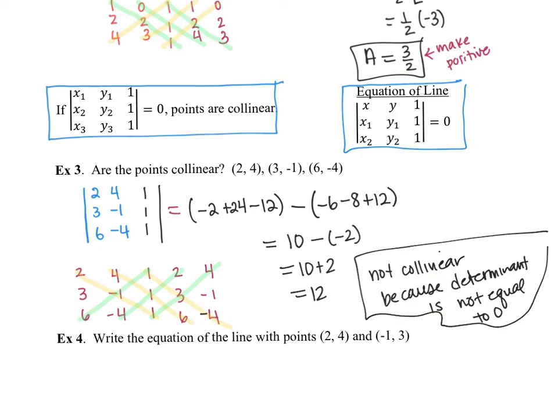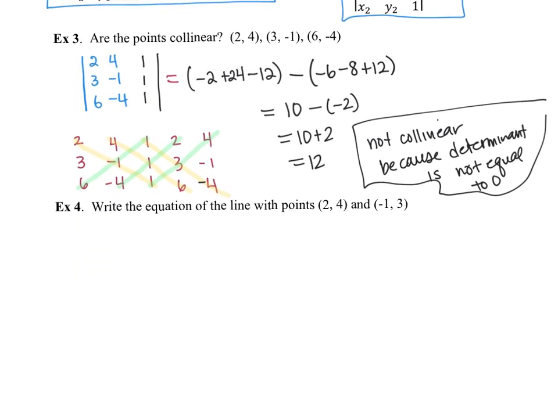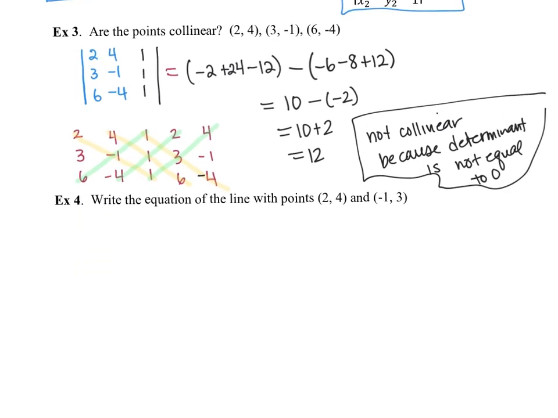The determinant was 12 instead of 0. If it had been 0, then I would have known they were collinear. But because it's 12, that means the area of the triangle formed by those points is actually 6. Okay, the last thing is I'm going to write the equation of the line given these points. I could also use slope-intercept form or point-slope form, but in the directions it's going to say use matrices.